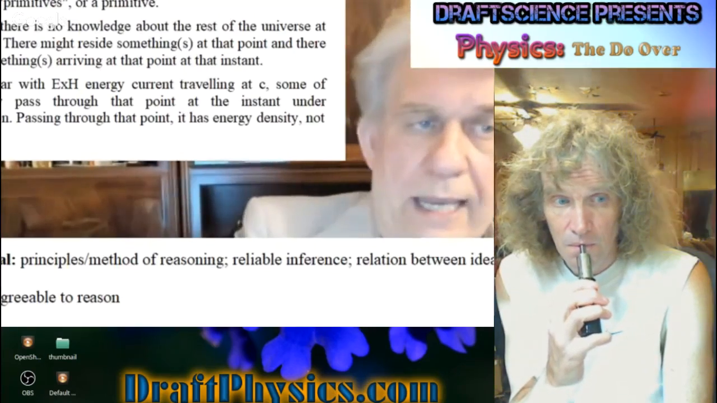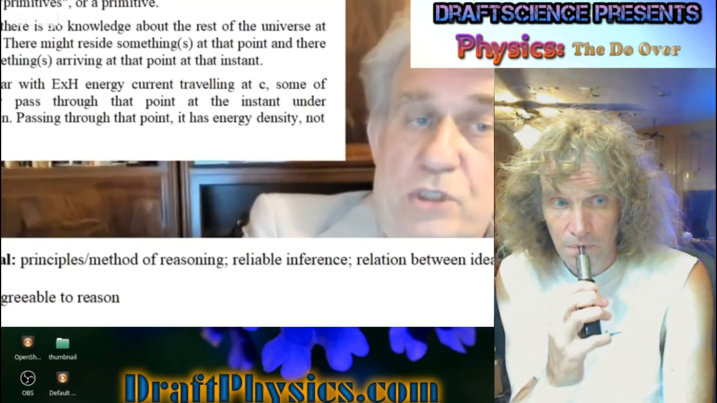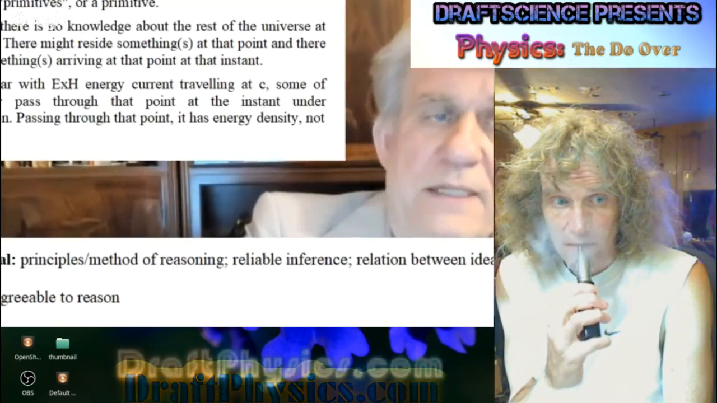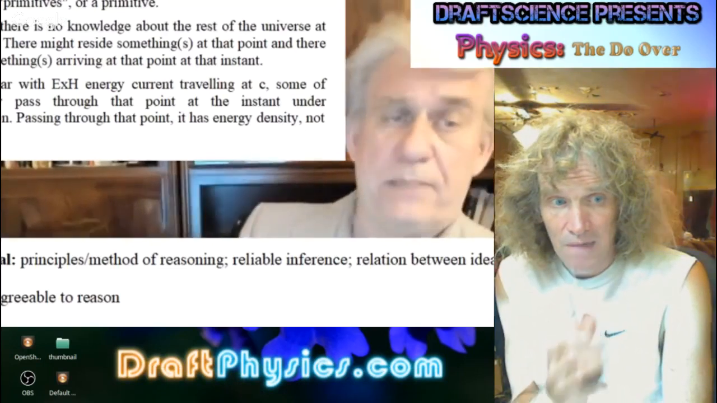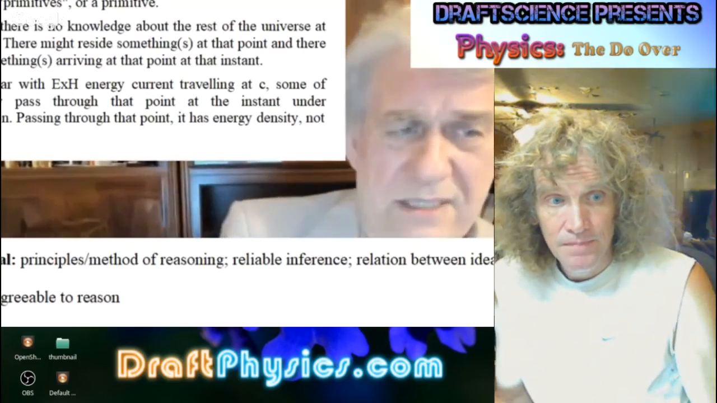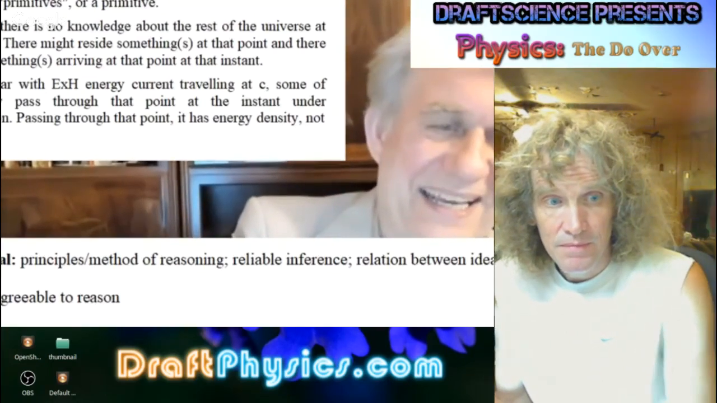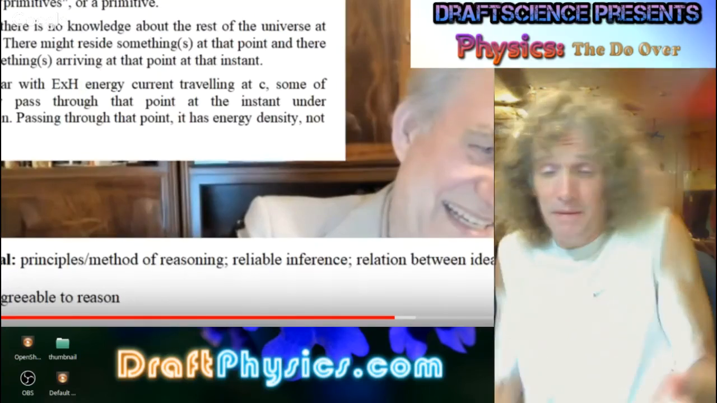Okay? And he continues, I'm familiar with energy current traveling at c, the velocity of light, right? Which may pass through that point. Through the point? Yeah, so he's got energy passing through that point, but he says it has energy density, not energy. So, energy density, not energy. See, when you read these things, that's kind of a bad way to state it. But, I mean, it is sort of obvious.